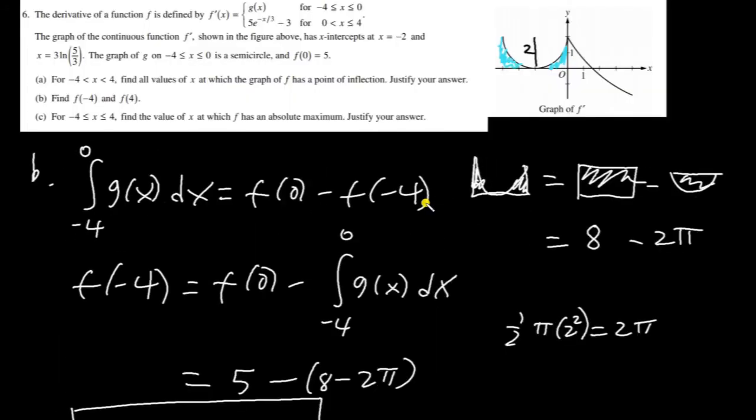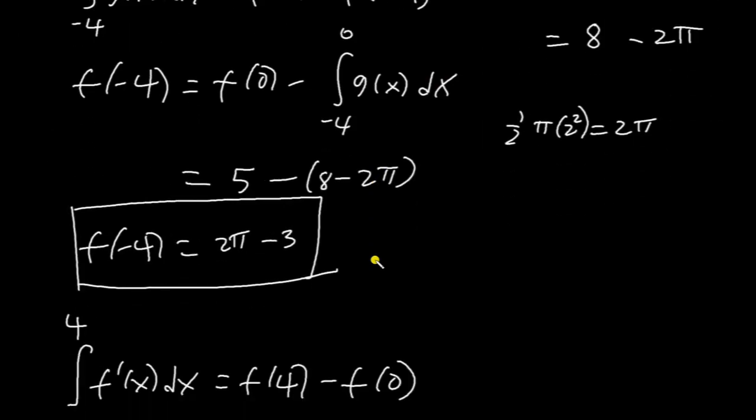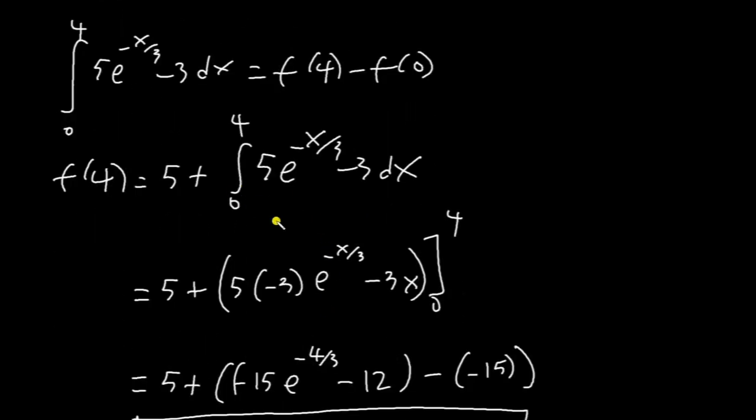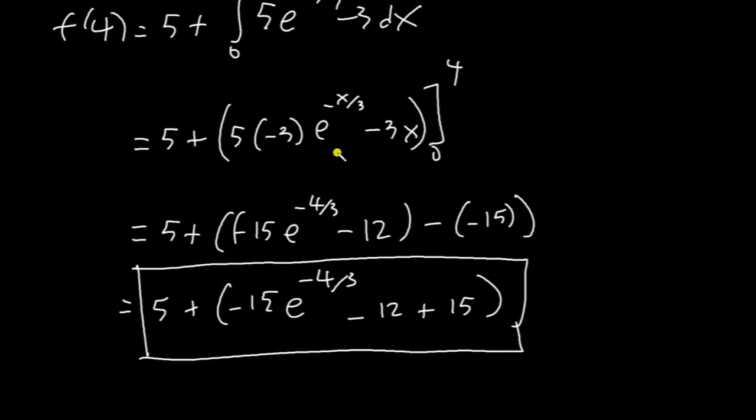All right, so point 1 comes from this part of your integral for f of negative 4. Point 2 comes from 2 pi minus 3. Point 3 comes from this part of your integral for f of 4. Point 4 comes from actually integrating it correctly, and point 5 comes from this slightly longer expression for f of 4.